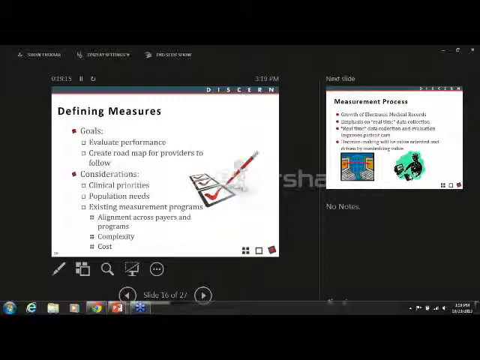Clearly, there are other considerations as well in terms of defining measures, defining the clinical priorities for your population, where the greatest potential and opportunities lie is important. Being aware of existing measurement programs that your contracted providers might also be participating in is important. For example, if they're reporting the meaningful use measures, where you can align your measures with those other programs, it will help to reduce the burden of reporting for providers.